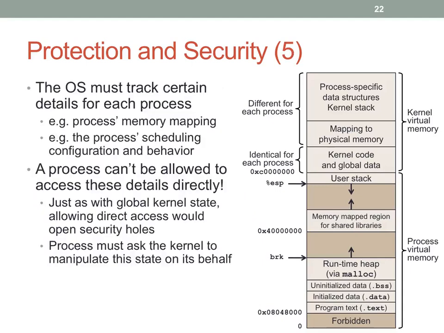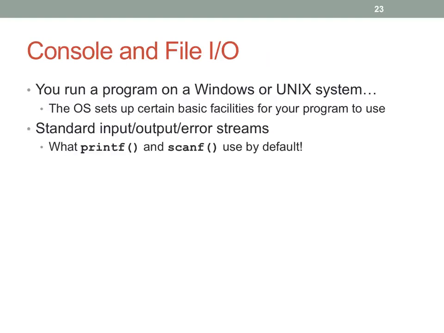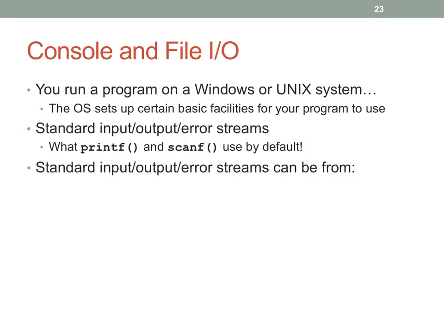And so the OS manages details for various processes. We don't allow processes to do that directly. Let me just show you the last little part of this. You run a program on most modern operating systems, and certain things happen for you automatically. You get standard input, standard output, and standard error. You may have asked the question, or maybe you never considered it, where do those things get set up and how are they managed?